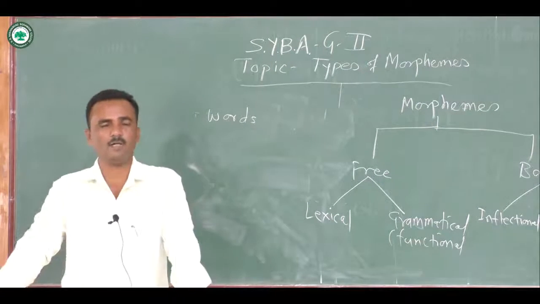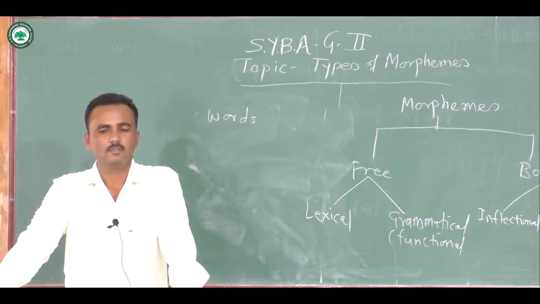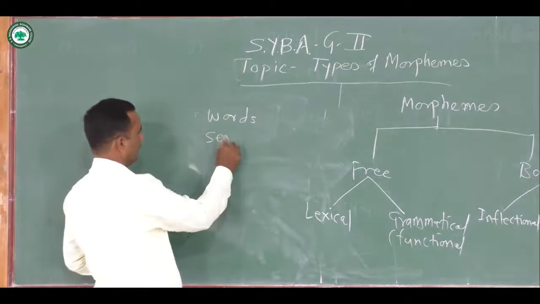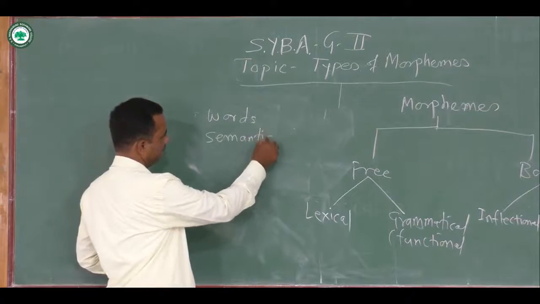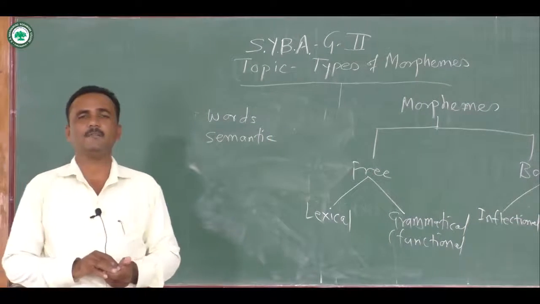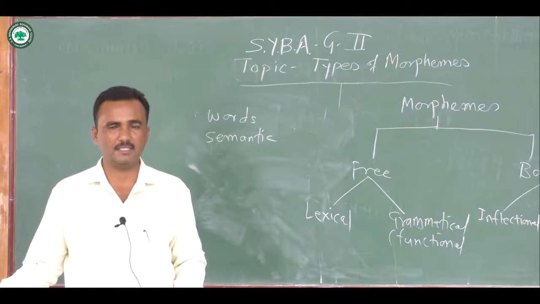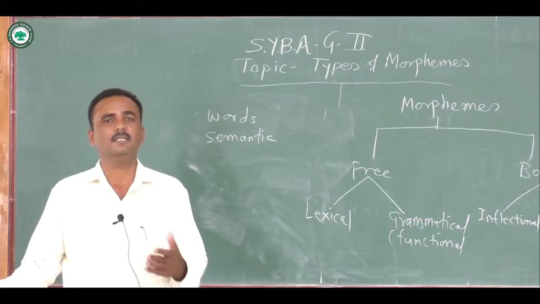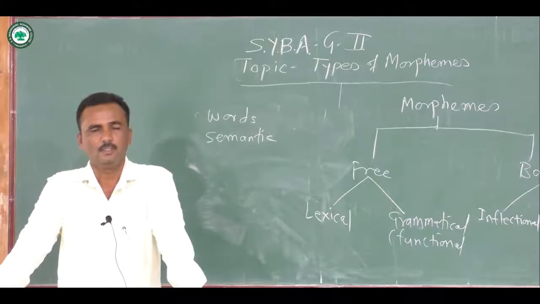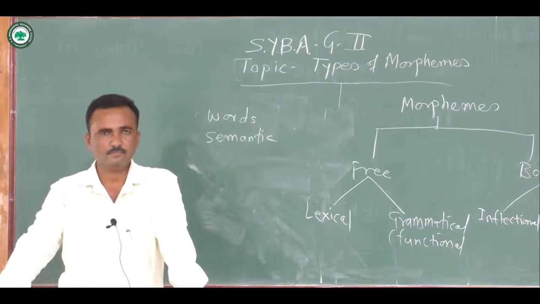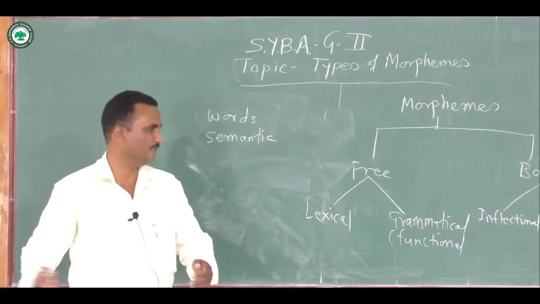So lexical morpheme carries the semantic content of the message. We have to keep in mind semantic content. Semantic means meaning, so it tells us about the meaning of the message. It has semantic content in the sense that it tells the meaning. Then it refers to individual entities like nouns.